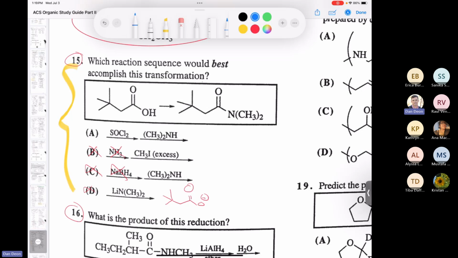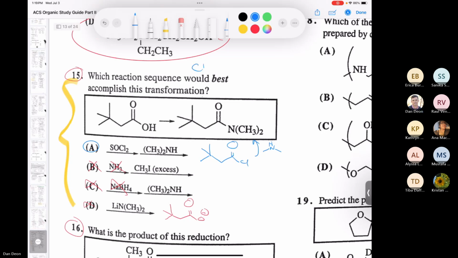But in A, in the first step, we treat it with thionyl chloride and we make the acid chloride. And then the next step, we just treat it with dimethylamine in excess, of course. You would use 2 equivalents or whatever, and then you would end up with your amide like that. So again, this would fall under the umbrella of chapter 20, when we looked at nucleophilic acyl substitution.